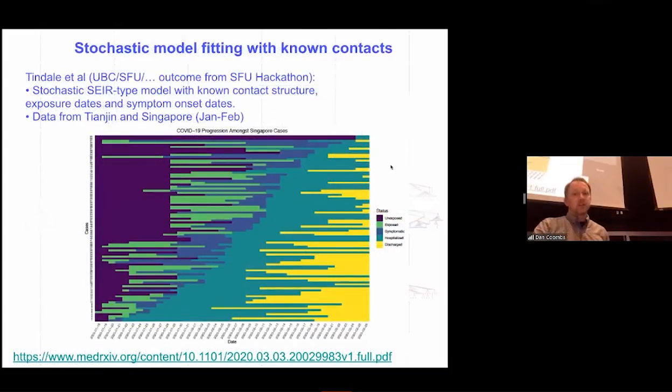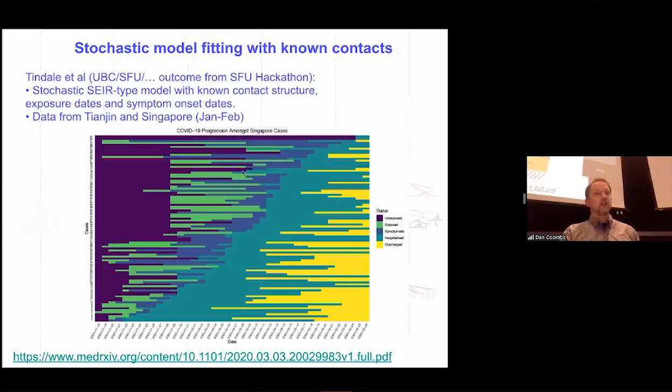Finally, I'm just going to mention some work which was done at SFU. This is from the group of Caroline Colijn, and this was an outcome from the hackathon that they had on coronavirus in February. So this is showing some input data to the model. Each horizontal line on this is the history of one individual in Singapore during the Singapore outbreak. The purple is unexposed. The green is people who are infected but not yet symptomatic. Symptomatic is the darker blue color. Then green is hospitalized and yellow is discharged from the hospital.